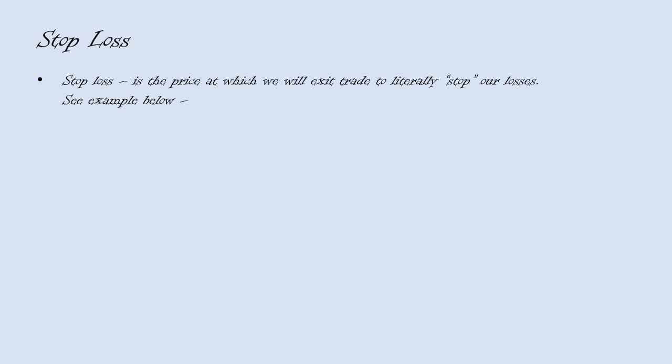So basically, today we are going to discuss stop loss, which is a very important concept. Stop loss is exactly what it says. It is the price at which we will exit a trade to literally stop our losses. Okay, so let's take an example.